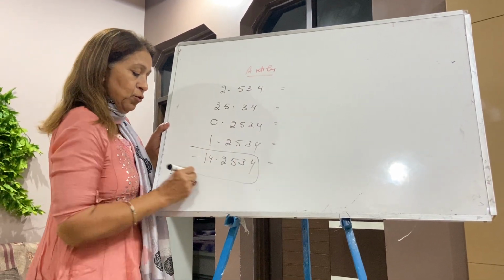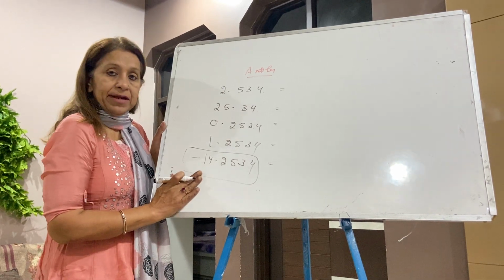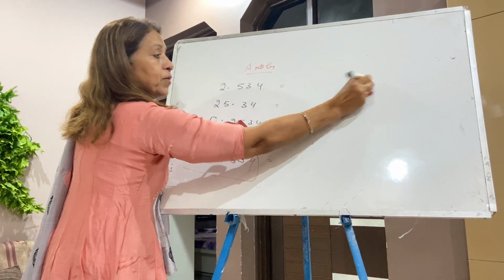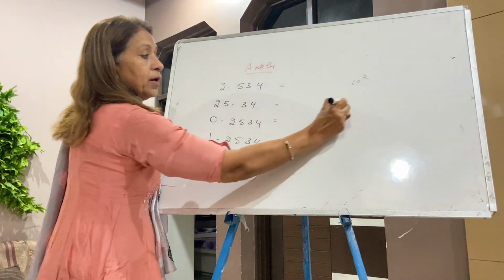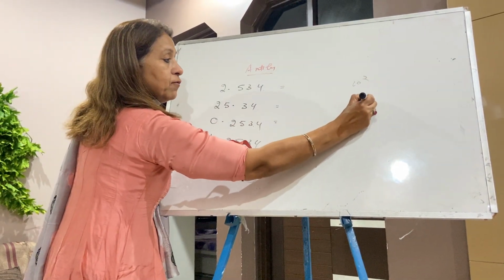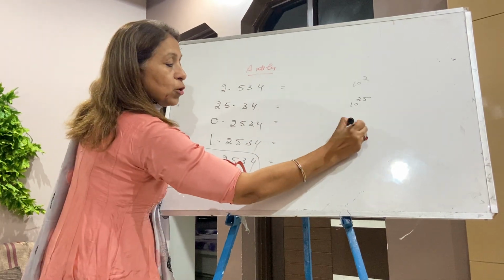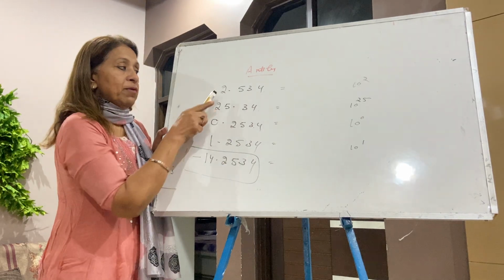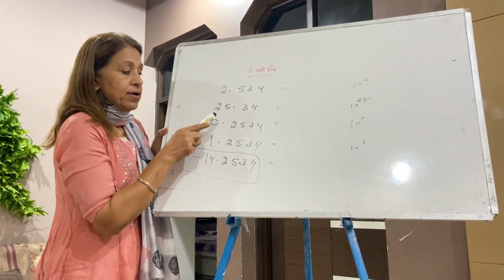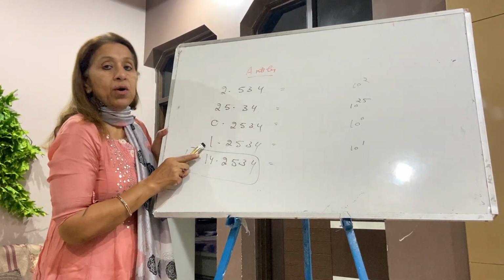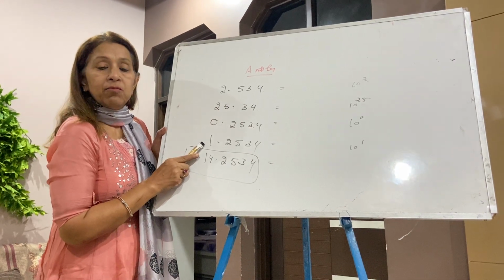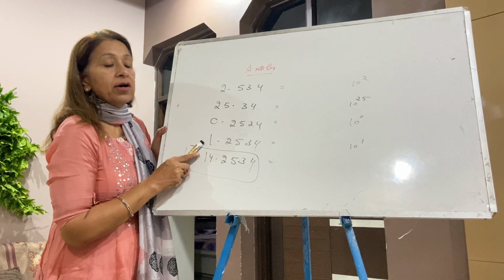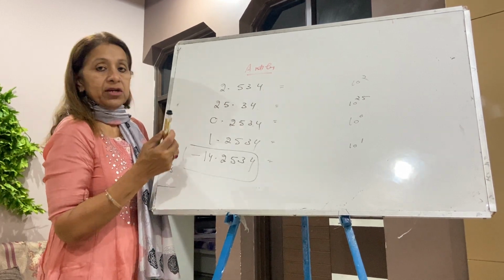Leave this. This we will take later on because this is carrying a minus sign. 10 raised to power 2. Write down 10 raised to power 2. Here 10 raised to power 25. Here 10 raised to power 0, that is 1. Here 10 raised to power 1. This is the first step. Whatever is before the decimal is always your 10 raised to power. Okay? Now let us start taking the antilog.